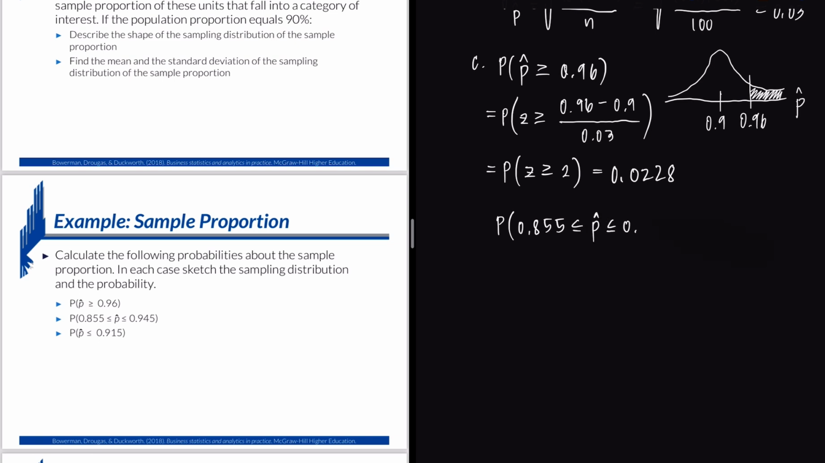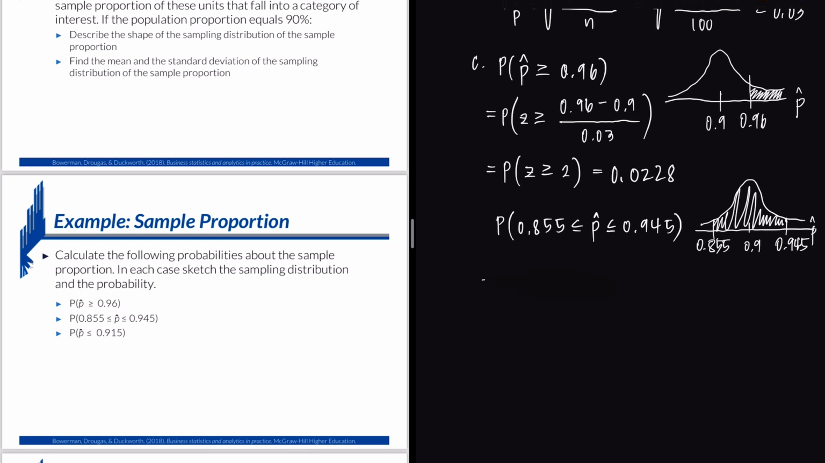Next, solve for the probability that the p hat is between 0.855 and 0.945. So if we sketch this probability, again, the value at the center is 0.9. 0.855 is somewhere to the left of 0.9. 0.945 is somewhere to the right of 0.9. And we are looking for this area in between.